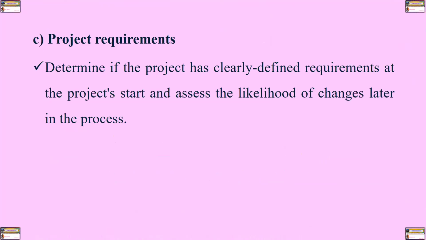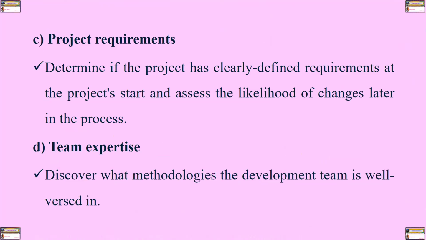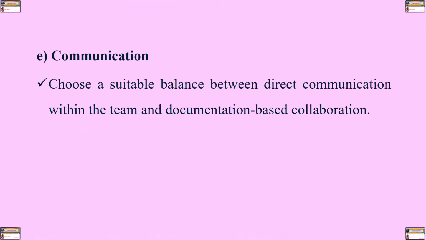You also need to consider the project requirements. Here, you determine if the project has clearly defined requirements at the project's start and assess the likelihood of changes later in the process. Number four is team expertise. You need to discover what methodologies the development team is well versed in. Number five is communication. Choose a suitable balance between direct communication within the team and documentation-based collaboration.